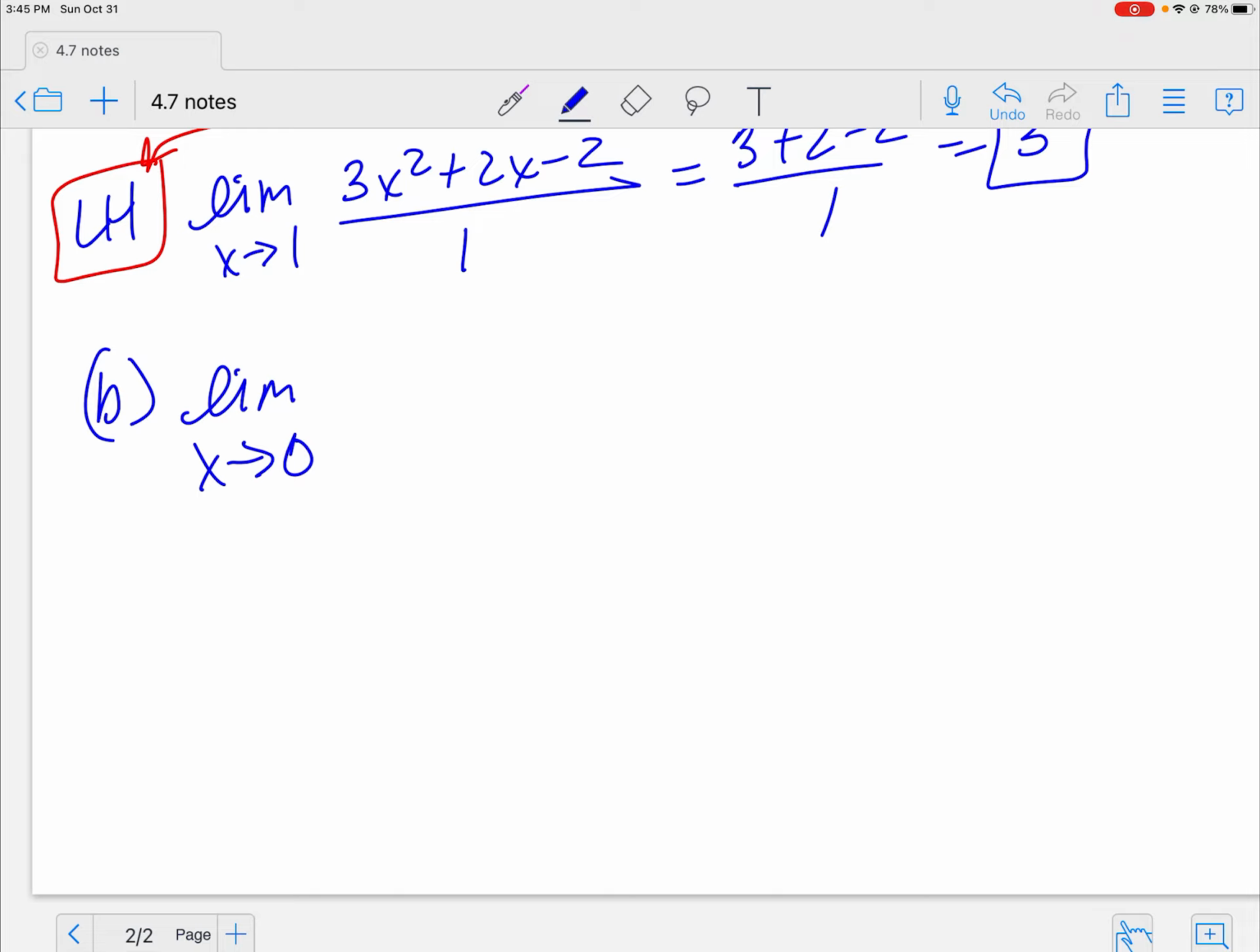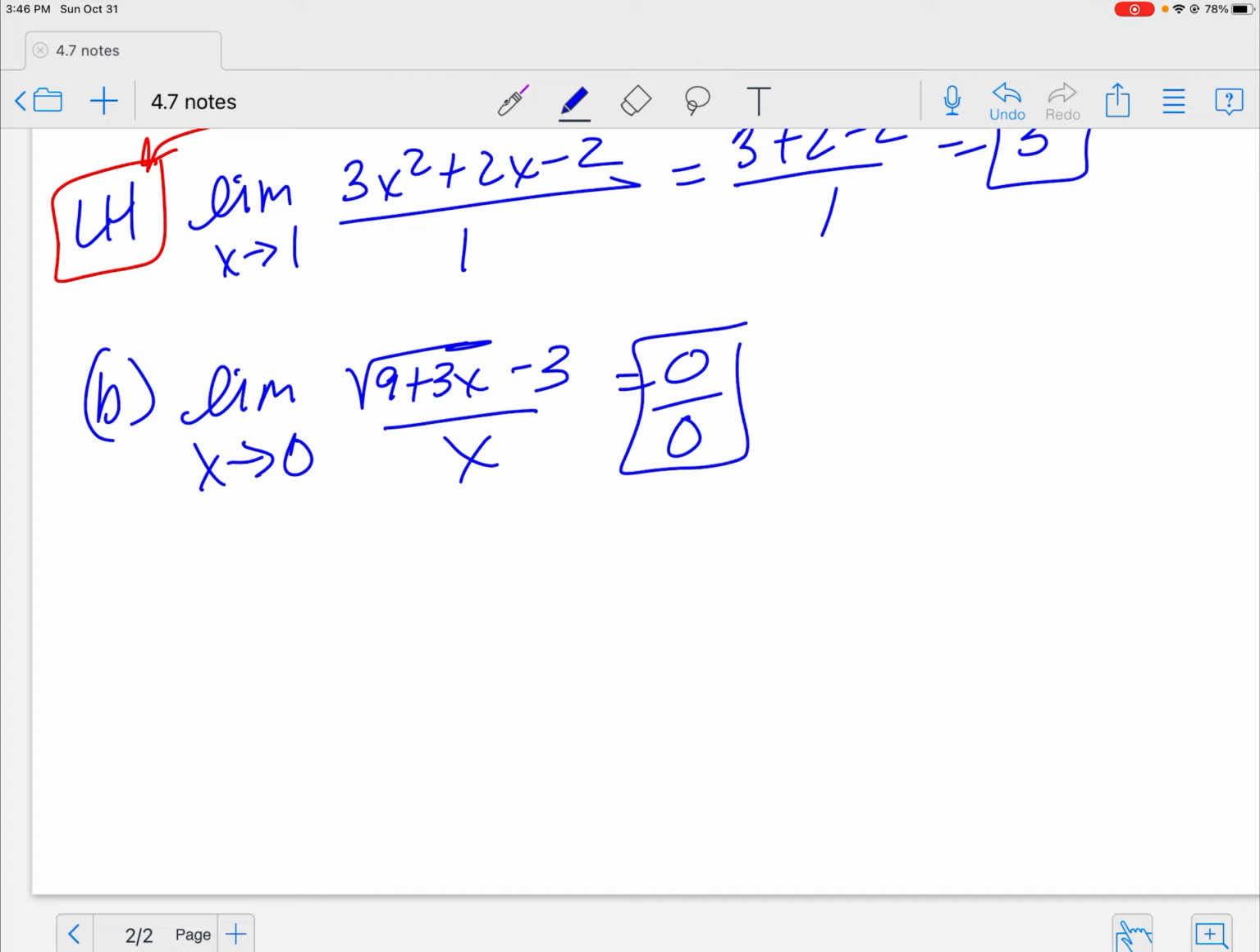So I've got my limit as x approaches 0 of the square root of 9 plus 3x minus 3 over x. Here's another situation where when you plug in the 0, the square root of 9 is 3 minus 3, giving me a 0 over 0. You have to write that, showing it's an indeterminate form so that we can move forward. Now I'm going to take this derivative, so I've got L'Hopital here, and I take my limit as x approaches 0.